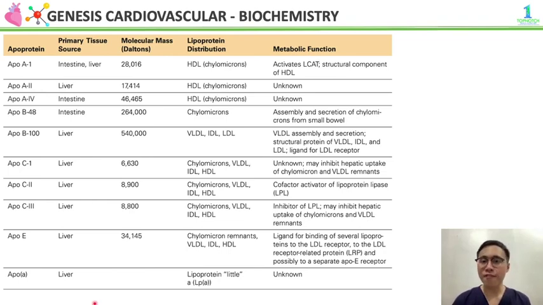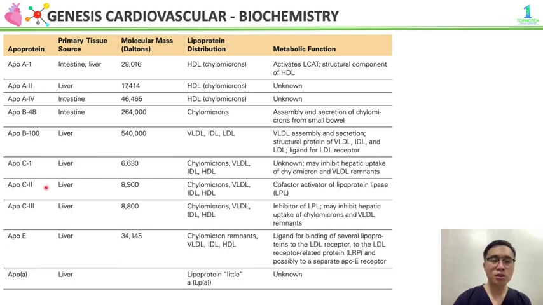I'd also like to emphasize that there are several apoproteins that play a major role in the metabolism of these lipids. For example, we mentioned earlier LPL, lipoprotein lipase, right? ApoC2 is actually the cofactor activator of LPL. On the other hand, just add one number, you have ApoC3. ApoC3 is the inhibitor of LPL. Okay, so they may inhibit hepatic uptake of chylomicrons and VLDL remnants.